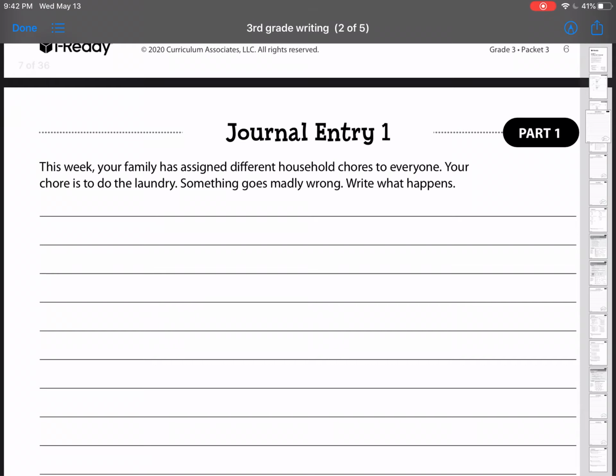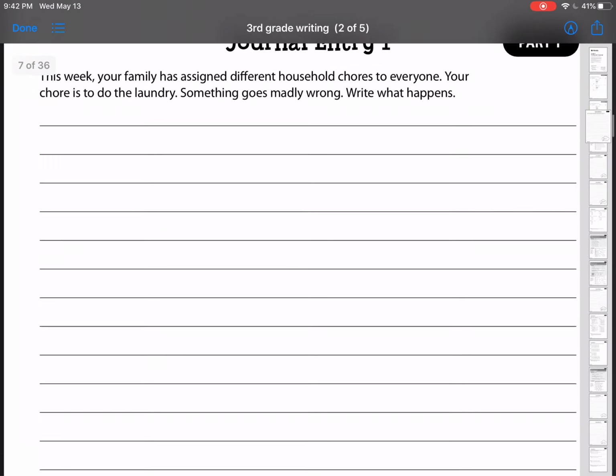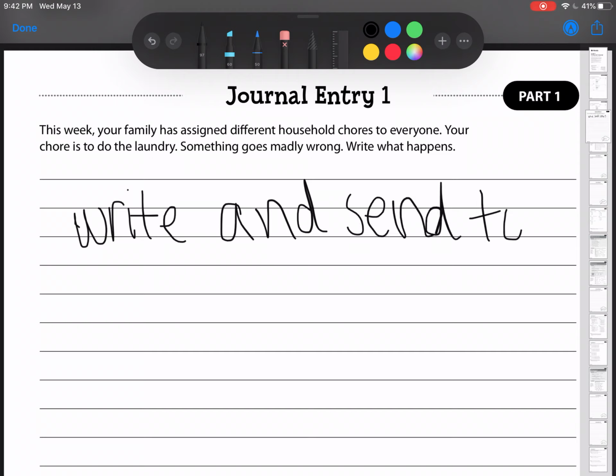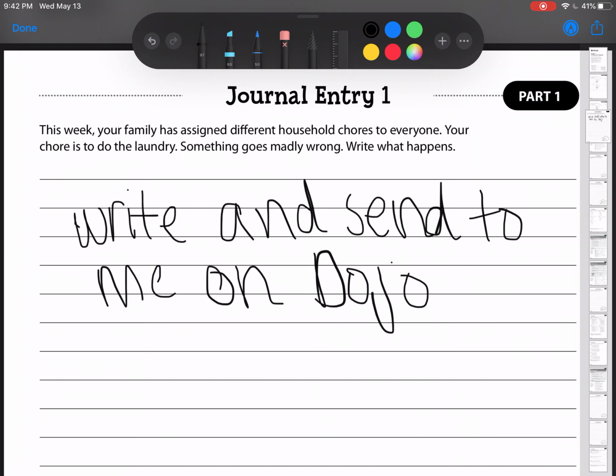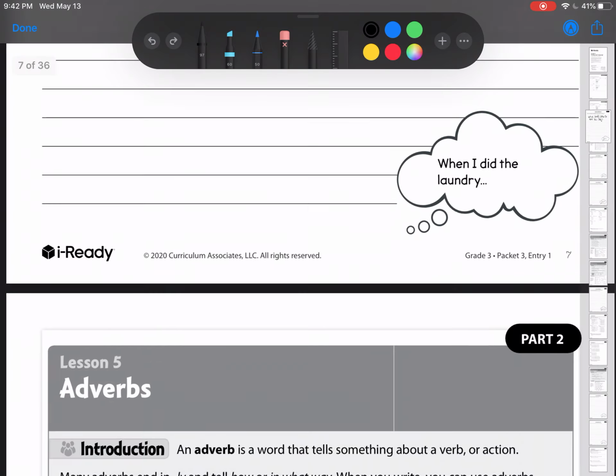So Journal 1 entry. This week your family has assigned different household chores to everyone. Your chore is to do the laundry. Something goes madly wrong. Write what happens. Okay, so this is just part 1. And so you can write this, and send it to me on Dojo. Alright, and I will do my response to you guys.